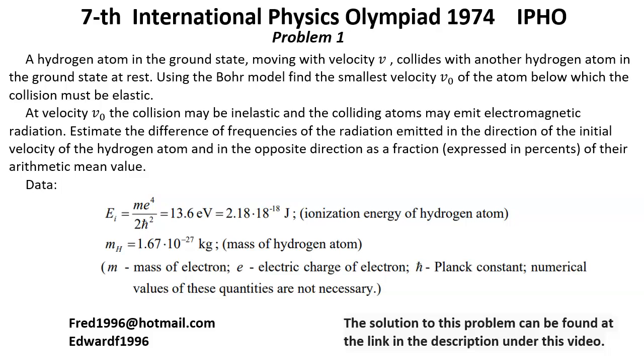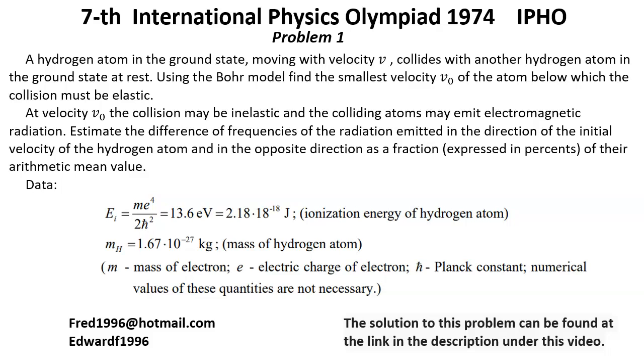Problem number 1. A hydrogen atom in the ground state moving with the velocity v collides with another hydrogen atom in the ground state at rest. Using the Bohr model, find the smallest velocity v0 of the atom below which the collision must be elastic.